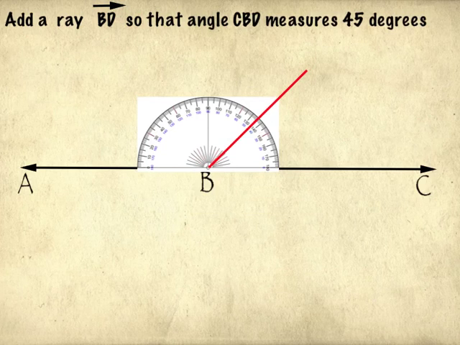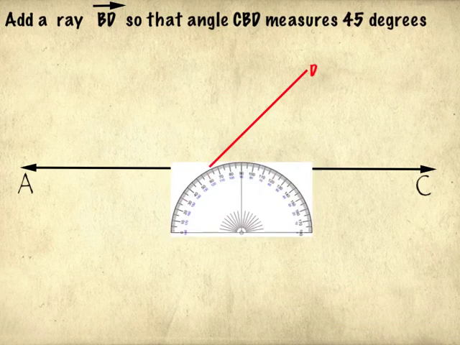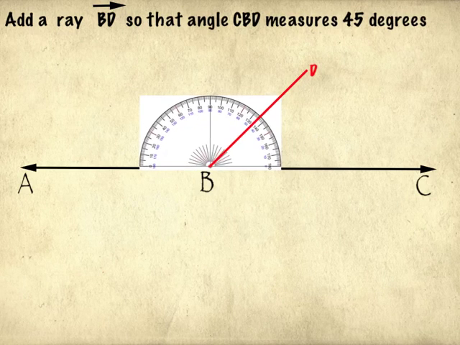So you can see on the protractor there that I've got it up to 45 degrees, and then I'm going to label this ray D, and I can get rid of my protractor, and there you have it. I've made a ray BD so that angle CBD measures 45 degrees. And I know it measures 45 degrees because I just used my protractor to measure it. There it is.